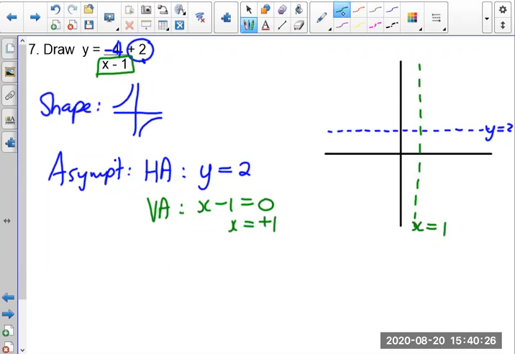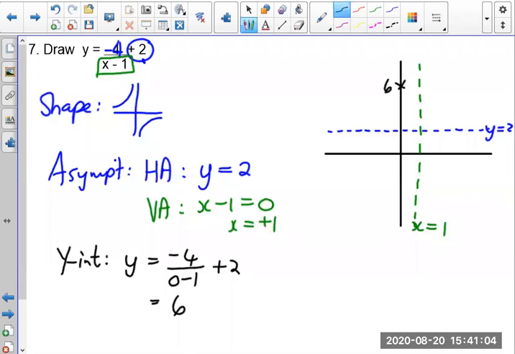So that means I will have a y-intercept and I will have an x-intercept. So I must calculate. So for the y-intercept, make x 0. -4 over 0 minus 1 plus 2. So that gives me -4 divided by -1 is 4. 4 plus 2 is 6. So there's a y-intercept of 6.